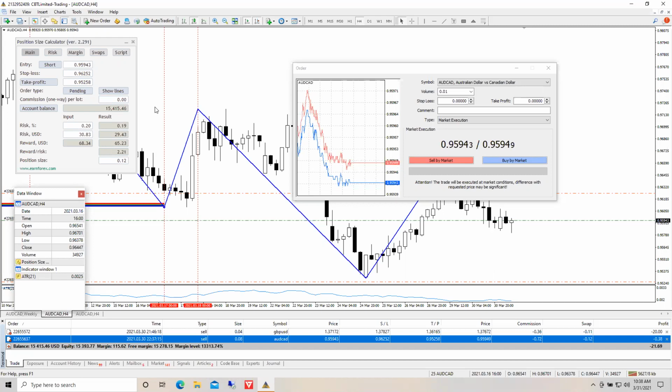Can you copy orders across brokers? You can, in fact, but you need to have separate software for that. Yes, it can be done. That's a whole other story. I haven't done it for quite some time, but yes, it is something that can be done.